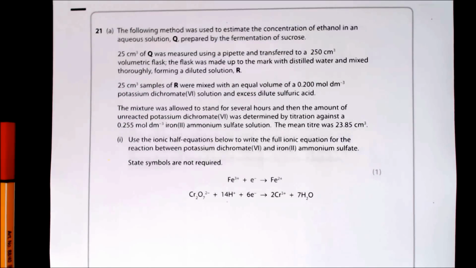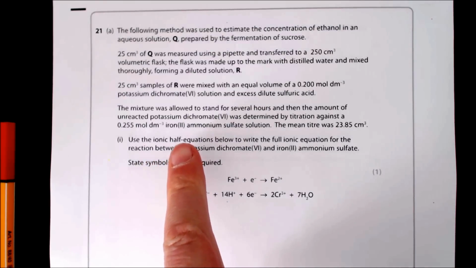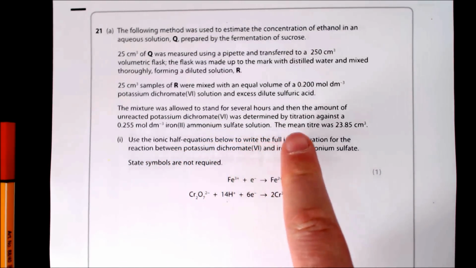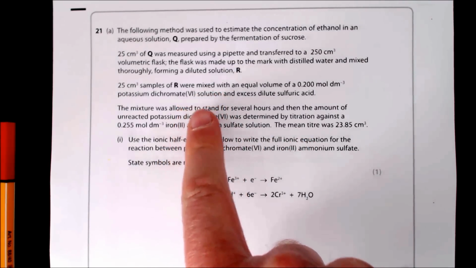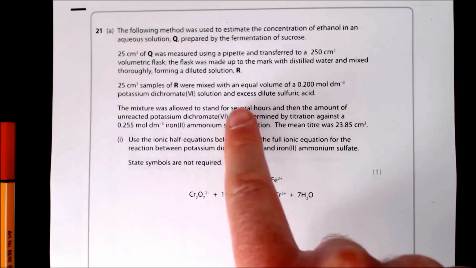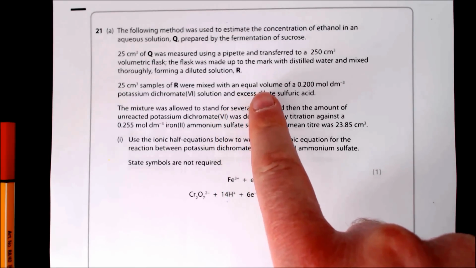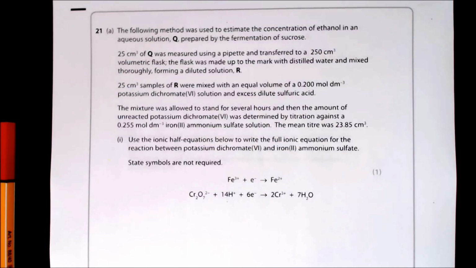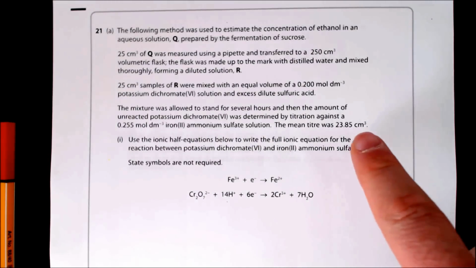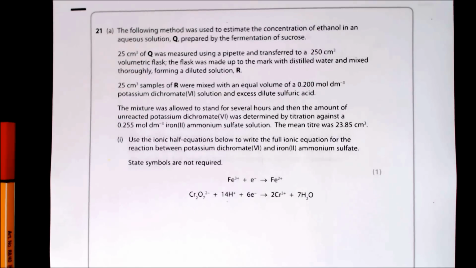And then the amount of unreacted potassium dichromate was determined by titration against a 0.255 mol dm cubed iron 2 ammonium sulfate solution. So we've obviously titrated it in the burette. We're going to have our iron compound, and then our reaction that we let sit for several hours. We're then titrating that solution we left to sit with this, and we're basically just trying to work out how much potassium dichromate we have left in our conical flask. And we worked out that actually the mean titre was 23.85 centimeters cubed.